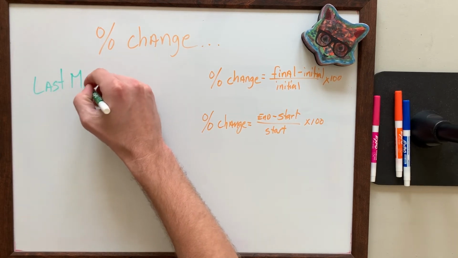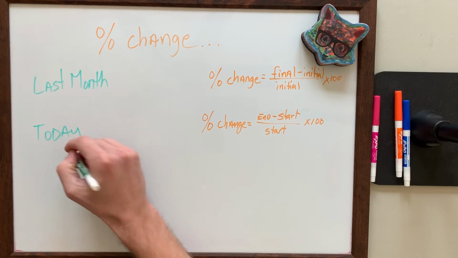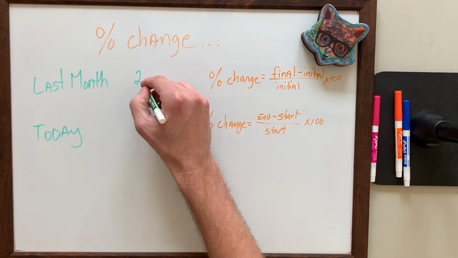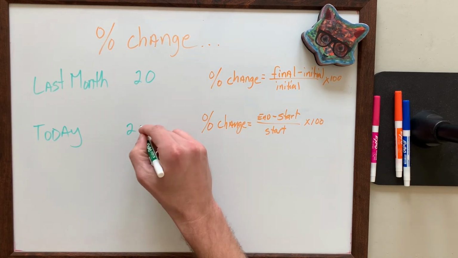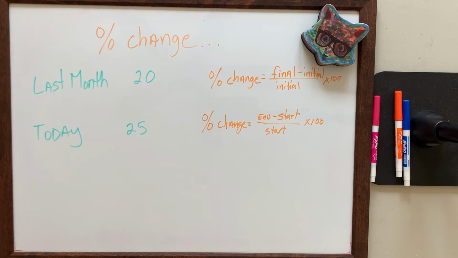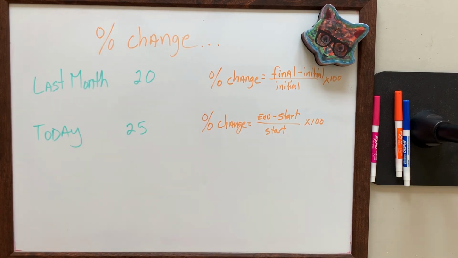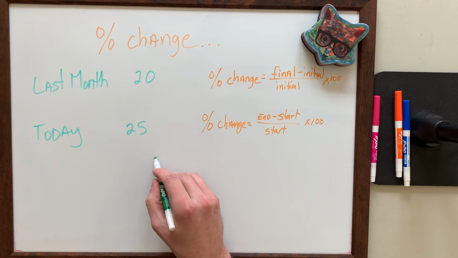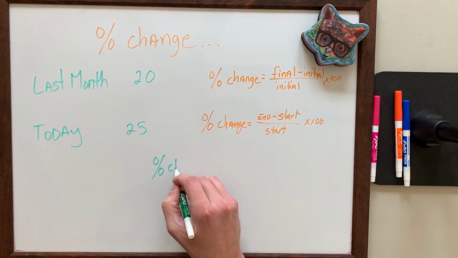I'm going to say last month and today, all right? And these are going to represent the push-ups that someone wants to do. So last month, this person could do 20 push-ups, and today they can do 25. So they've been working out, they've been doing their push-ups every day, and this is what happened in the course of the last month. And they want to know what's the percent change. They want to tell their buddies, what is the percent increase on what I can do with push-ups?